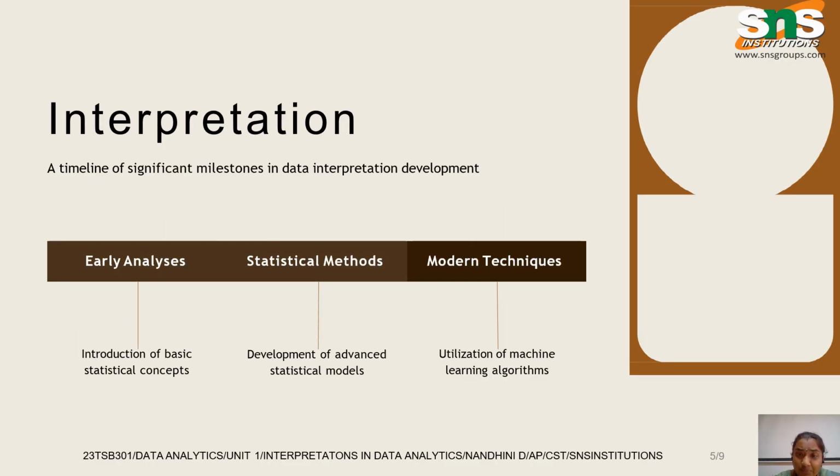Next one is interpretation. What interpretation means is that we need to understand the graphical numbers, how they are converted, what the insights are, and how we take decisions. How is this concept analyzed, what statistical methods are used, how it is used in modern techniques, in basic statistical concepts, advanced statistical models, and machine learning algorithms.